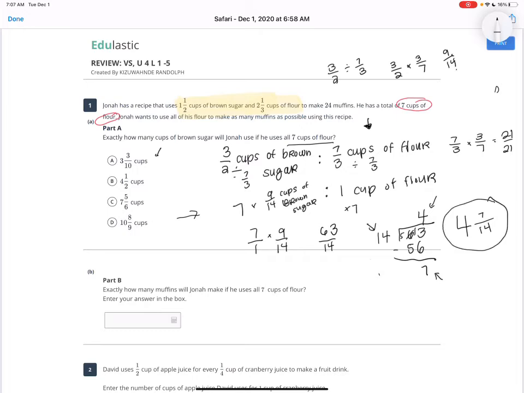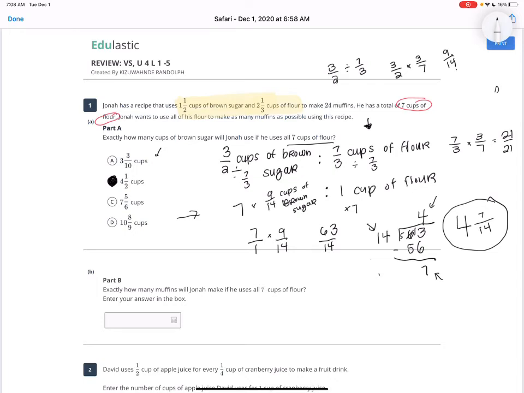Can that fraction simplify? Can 7/14 simplify? If you screamed out, yes, you are absolutely correct. 7/14 can simplify to 1 1/2, which is B.